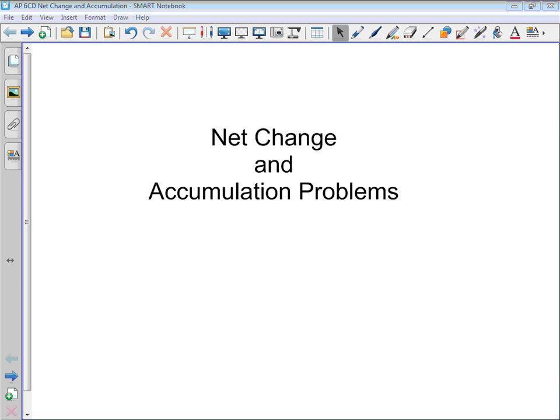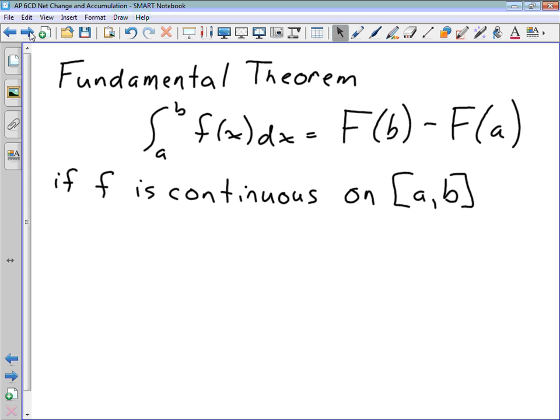All right, so today we're talking about what are known as net change and accumulation problems. And to look at how we're going to approach these kinds of problems, we're going to go back to the fundamental theorem of calculus that told us that if you took the integral from a to b of this function, f at x dx, this was equal to capital F at b minus capital F at a.